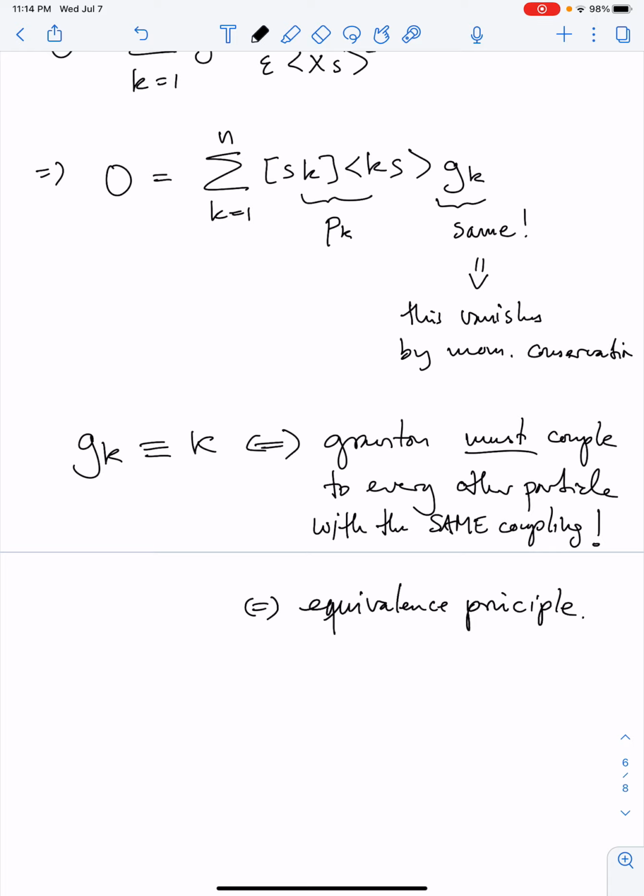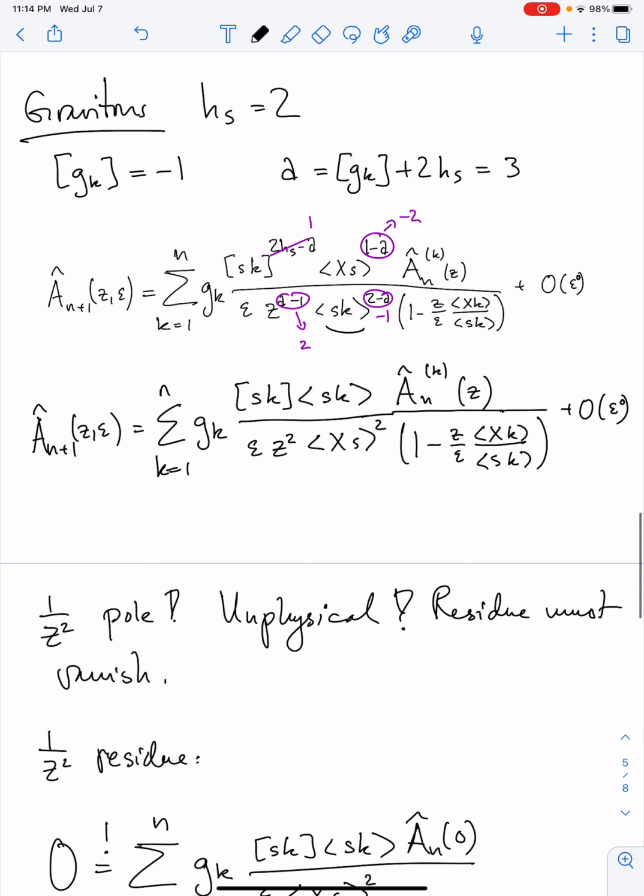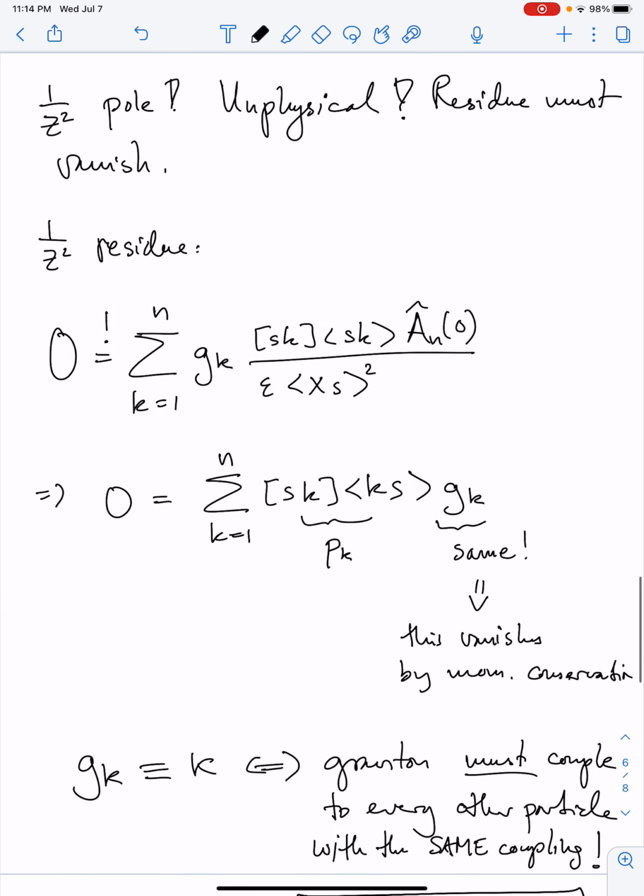Alright, so this is sort of a fantastic outcome of a very simple thing, namely the statement that this master formula cannot be allowing the amplitude to have a pole at z equal to 0, that's unphysical, it must vanish. That gives us the equivalence principle. But this was a 1 over c squared pole. We need to worry also about what happens when I expand these factors, both the a and this other factor, and try to cancel the z pole. What about the 1 over z?